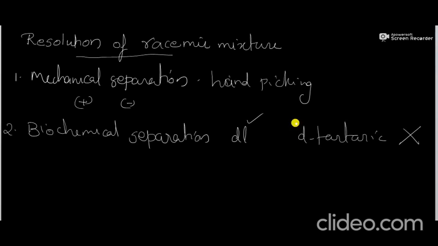The biochemical method has some disadvantages. One half of the material has to be sacrificed. It is not easy to find a proper organism which will consume one enantiomer in preference to the other. That is another difficulty of this method. Then another difficulty is that enantiomers which are poisons to microorganisms cannot be separated by this method.